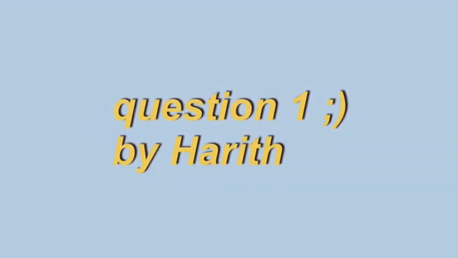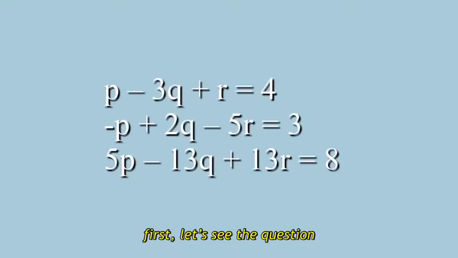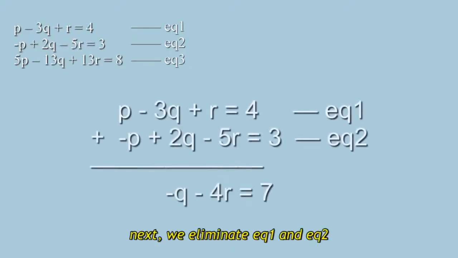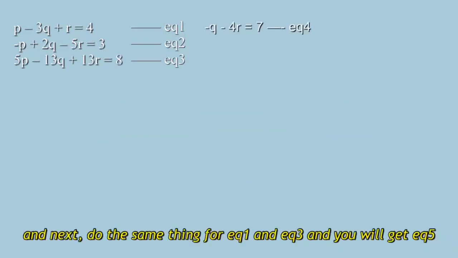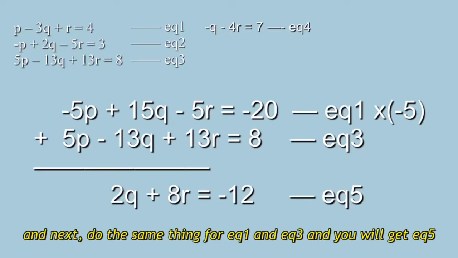Okay guys, today I will solve question 1. First, let's see the question in the video. To solve this question, we can use the elimination method. First, we need to label the equations for reference. Next, we eliminate equation 1 and equation 2. Then we will get a new equation, equation 4. And next, we do the same thing for equation 1 and 3, and you will get equation 5.